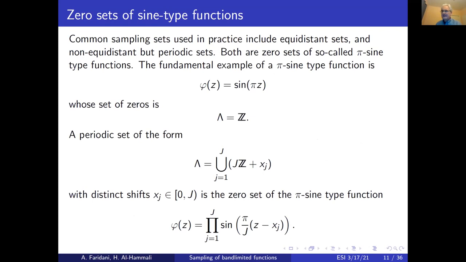And that requires a little bit of theoretical build-up. So common sampling sets used in practice include equidistant sets and non-equidistant but periodic sets. Both are zero sets of so-called Pi sine type functions. The fundamental example of a Pi sine type function is phi of z equals sine of pi z, and the set of zeros are the integers. Then a periodic set, which is a union of shifted copies of integer capital J times Z, where the shifts x sub j should be distinct and in the half open interval from 0 to J, is again a zero set of a Pi sine type function, which is now a product of shifted copies of sine pi z over J. So these are two fundamental examples of zero sets of Pi sine type functions.